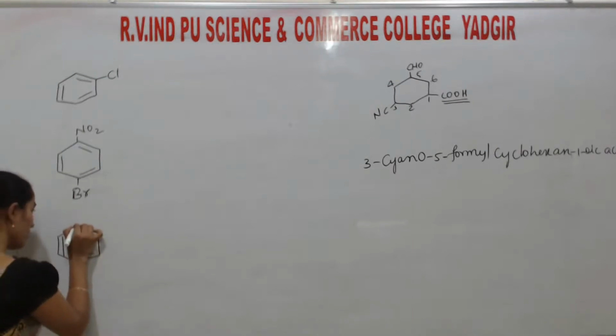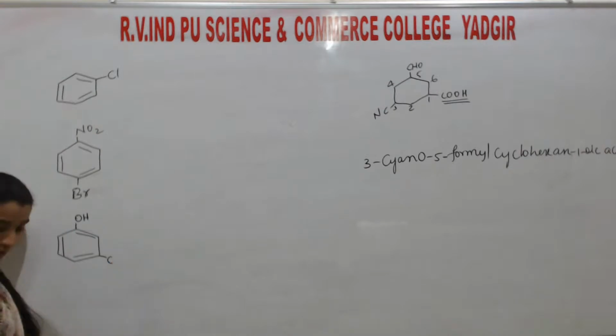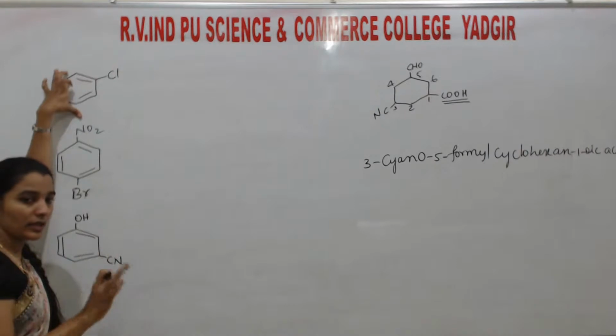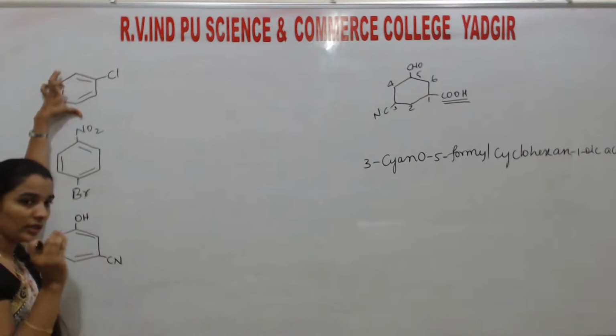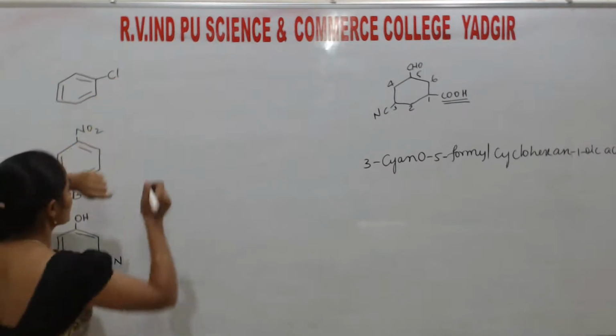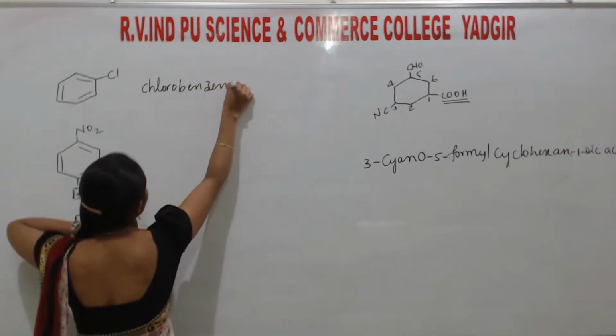Okay, so next here, OH is there. Here, Cl is there. Okay. Next, listen. So students, no matter what, here benzene is the parent chain. In all of these, benzene is the parent chain. Here, chlorine is there. Then the prefix is what? Chloro. This is benzene. Chlorobenzene is the name of the compound.